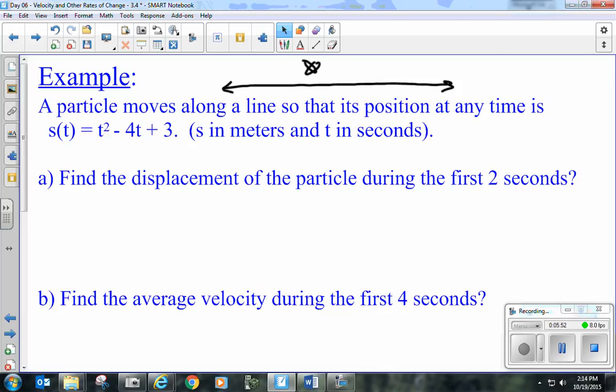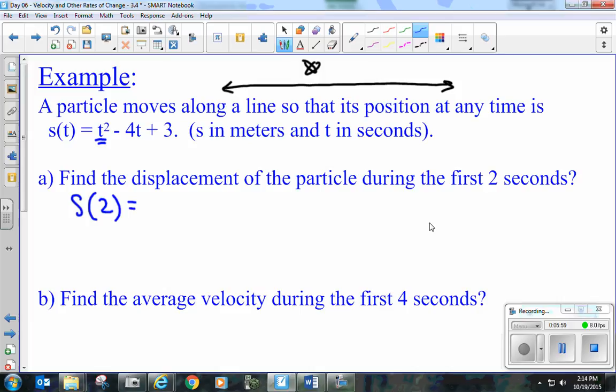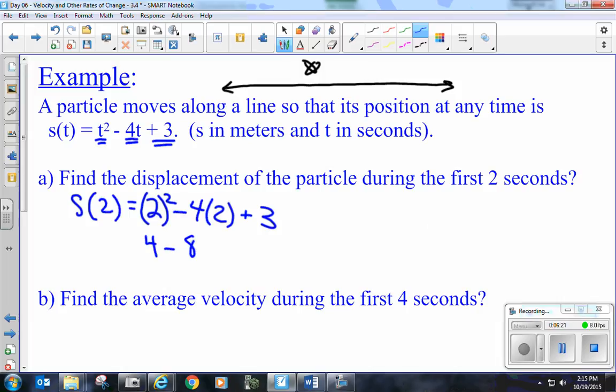Brilliant start. So I'm going to say, well, what's the position 2 seconds from now? So that's, and I'm going to use this, right? 2 squared. Don't forget parentheses. If that number is negative, you have to square the negative as well. Minus 4 times 2 plus 3. What is that? That is 4 minus 8 plus 3. Negative 1.